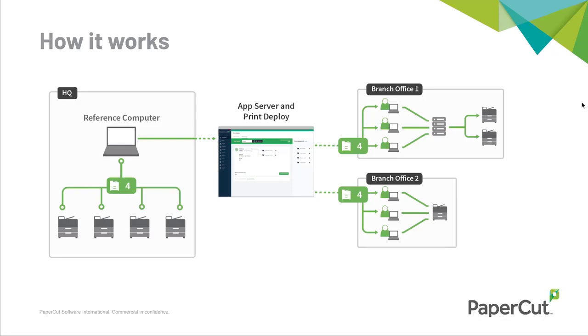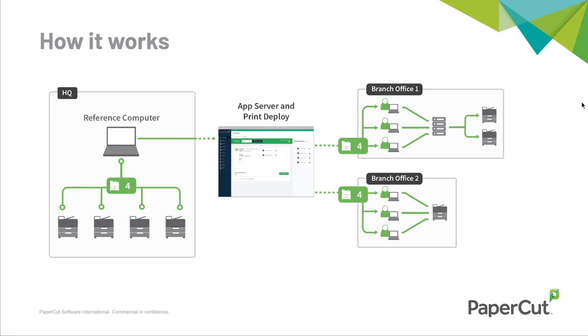All right, so this is just a bit of a different view of the same information. On the left-hand side, you can see your reference computer with all the queues and drivers you want to clone. In the middle is your Print Deploy management console, so it's in the app server. That's where you manage all your zones. And on the right-hand side are all the branches that you're deploying these print queues to. So here's two examples, branch office 1 and branch office 2.